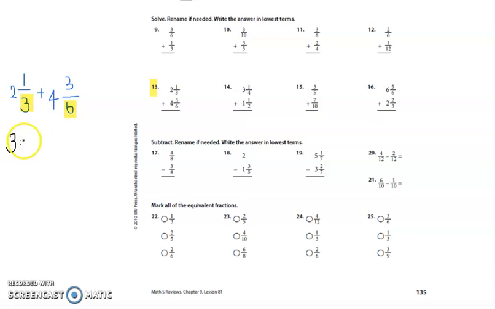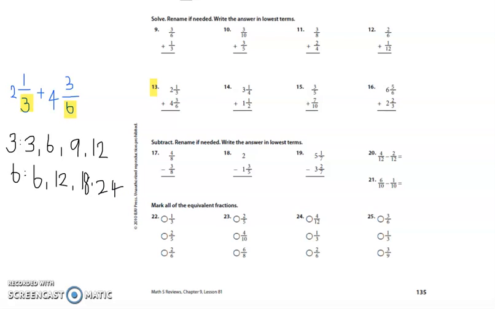What is 3 times 1? That's going to be 3. What is 3 times 2? 6. What is 3 times 3? 9, and 12. Let's do the same for 6. 6 times 1 is 6. 6 times 2 is 12. 6 times 3 is 18, and 24.